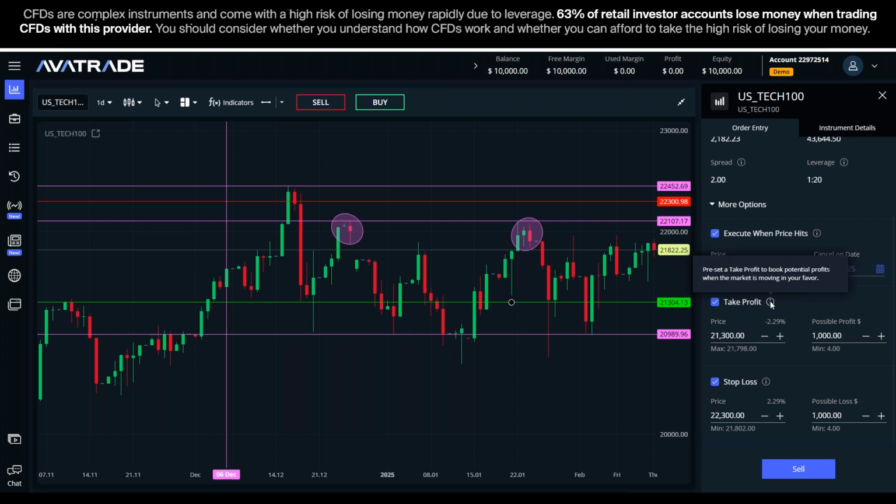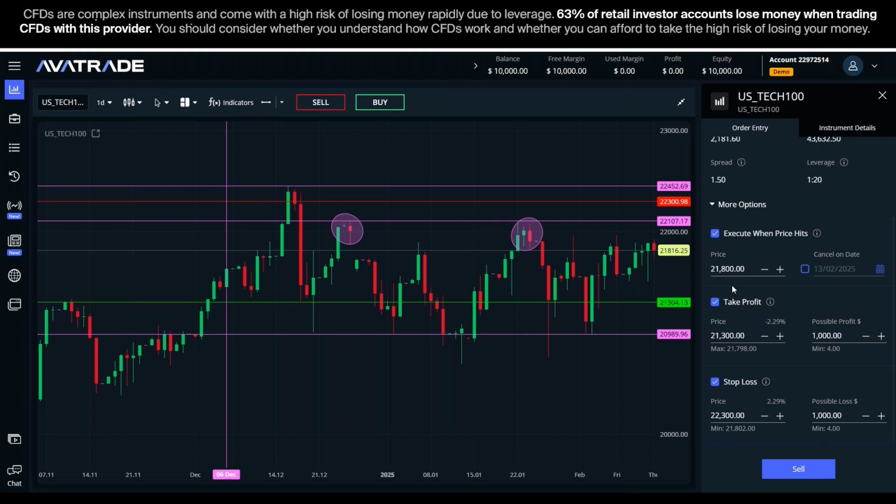Just for the beginners, take profit is something that I can set in advance to stop my position automatically with the profit, and stop loss is something that I can set to automatically stop the position with a loss. Okay, and as you can see in the platform on the website, the web trader, we can simulate the possible profit and possible loss. And at the moment, it looks the same.